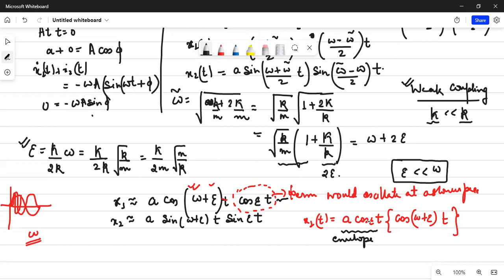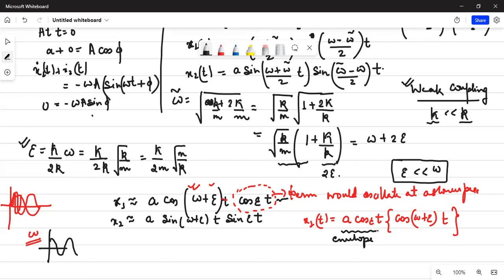Generally, what happens is that here there is a constant a. So your function, if it is a cos theta, will be like this only. Now instead of this, your envelope is again a cosine function, which is again changing as a function of time. Is that clear?